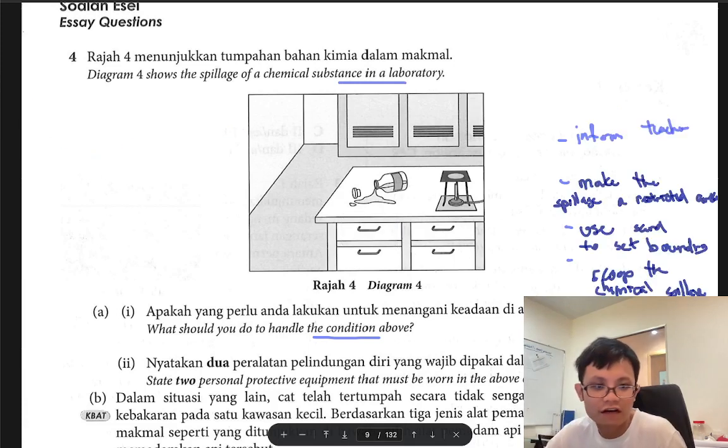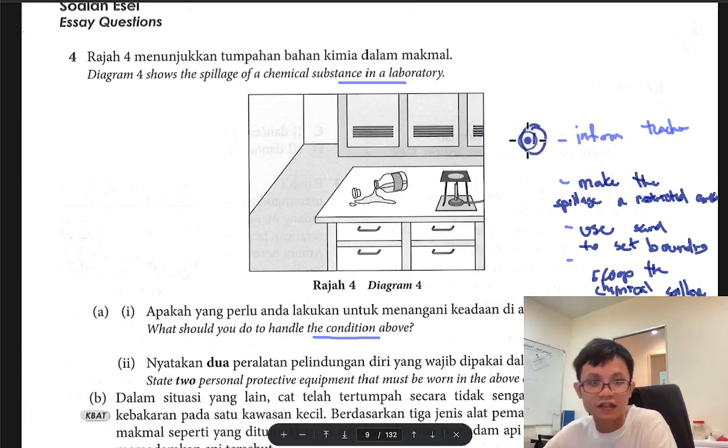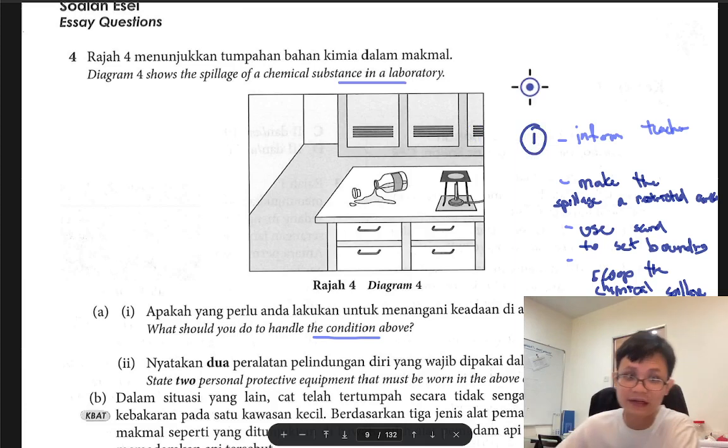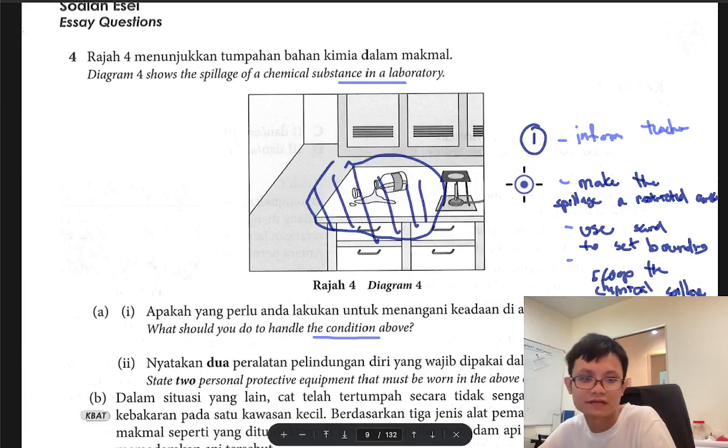Okay, so of course there are 4 marks, there are 4 things you should do. First is to inform the teacher, to tell the teacher what has happened already. Second, make it a restricted place, means ask people don't go here lah. So this is a restricted place.